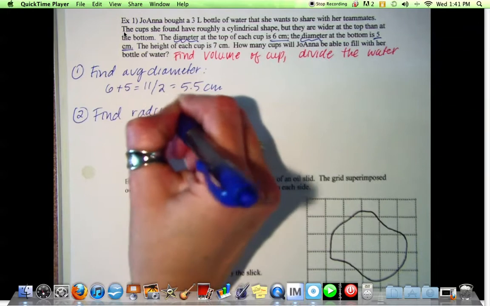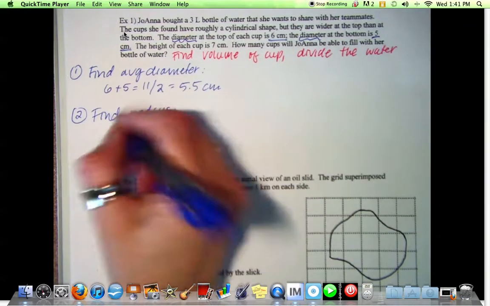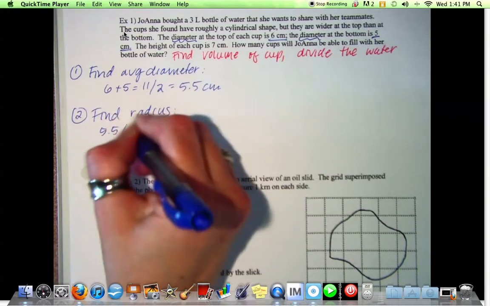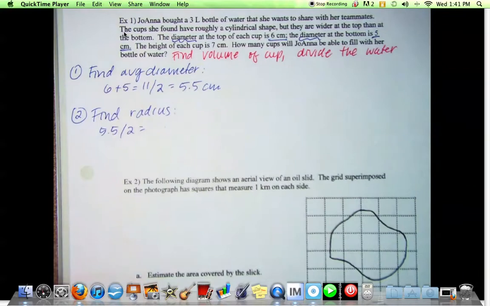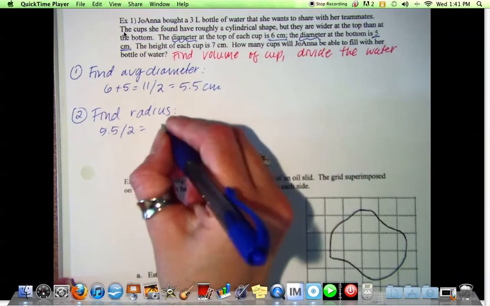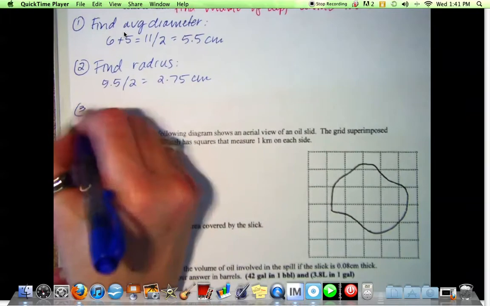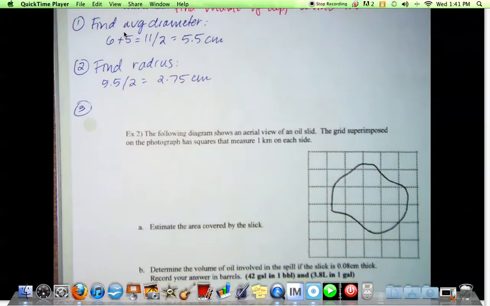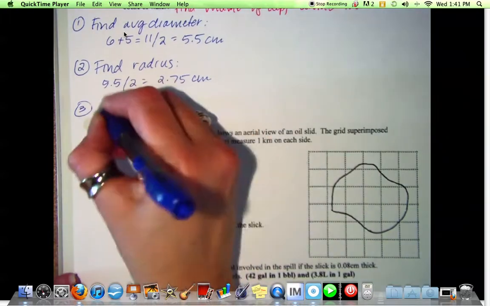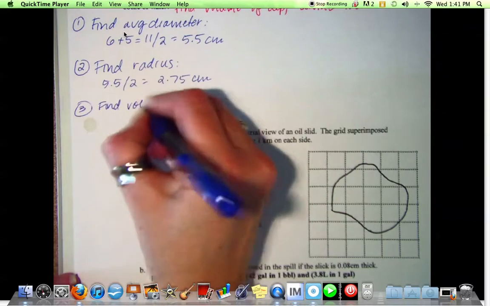And what do we do, Isabella? Divide the diameter in half. Right. 5.5 divided by 2 gives us 2.75 centimeters. All right. So can I find the volume of the cup now? Yes. Okay. So volume of the cup.